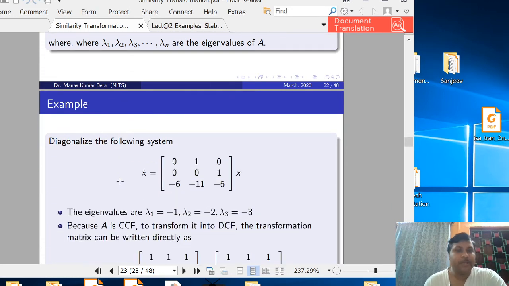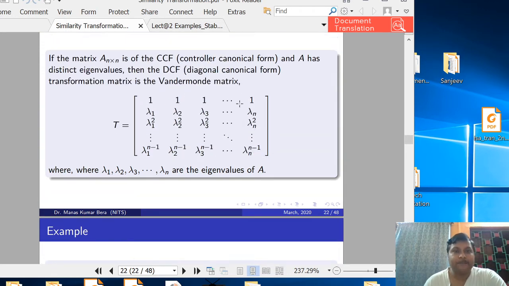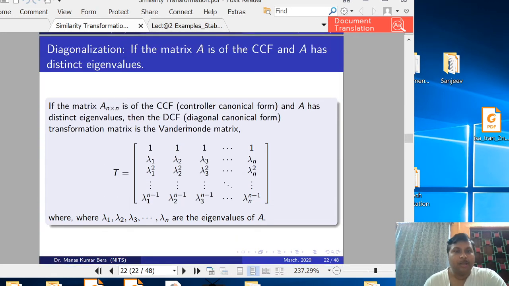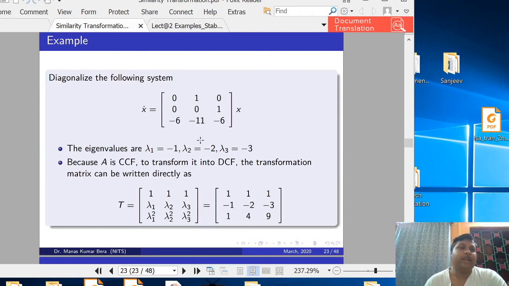To understand this theory, here I have taken one example. x dot equals Ax, where you find that the A matrix is already in controller canonical form. First you have to calculate the eigenvalues, that is -1, -2 and -3. They are distinct and real. So now T will be 1, 1, 1, lambda 1, lambda 2, lambda 3, and lambda 1 square, lambda 2 square, lambda 3 square. Why? It is up to n minus 1.